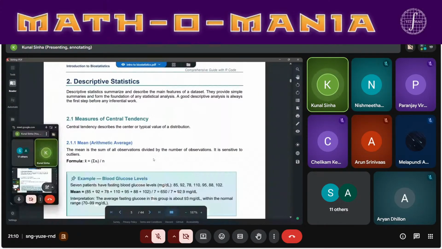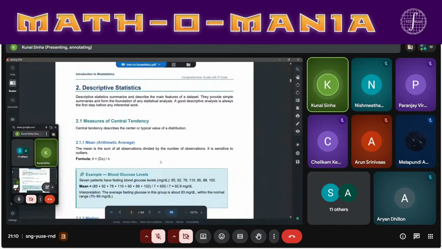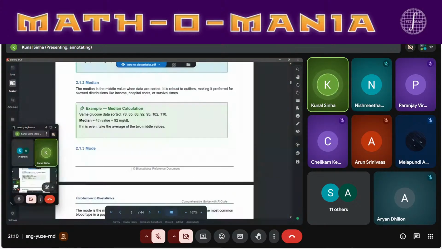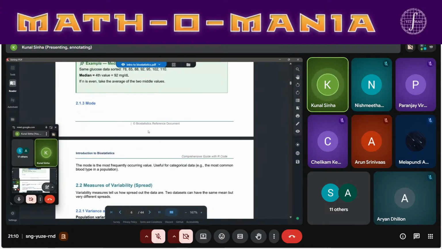So basically, we use different kinds of statistics. As the name suggests, you guys are familiar with mean. That is the sum of observations divided by the number of observations. Median, that is the middle value when the data is sorted. Modal value, that is the most frequent value.